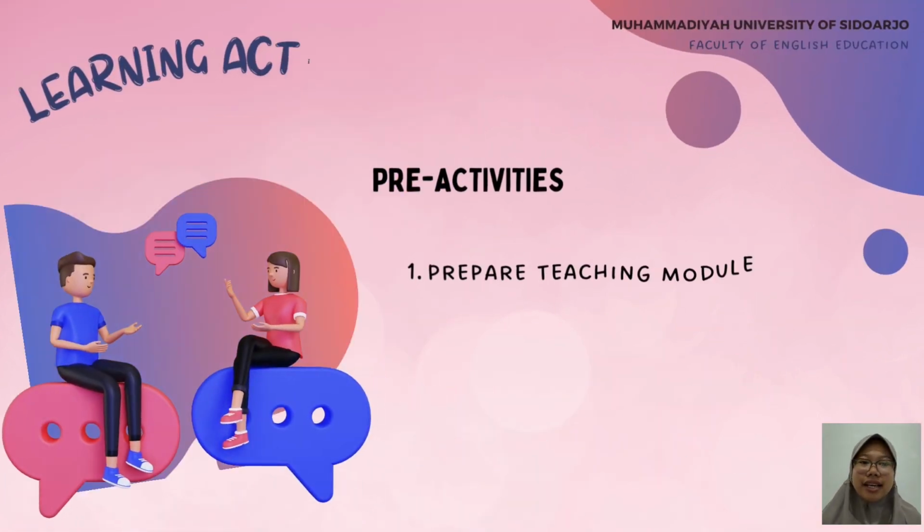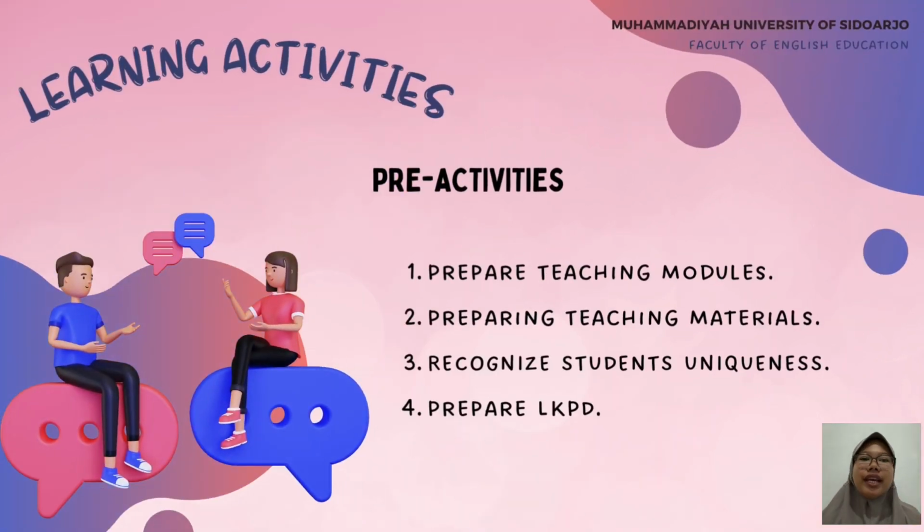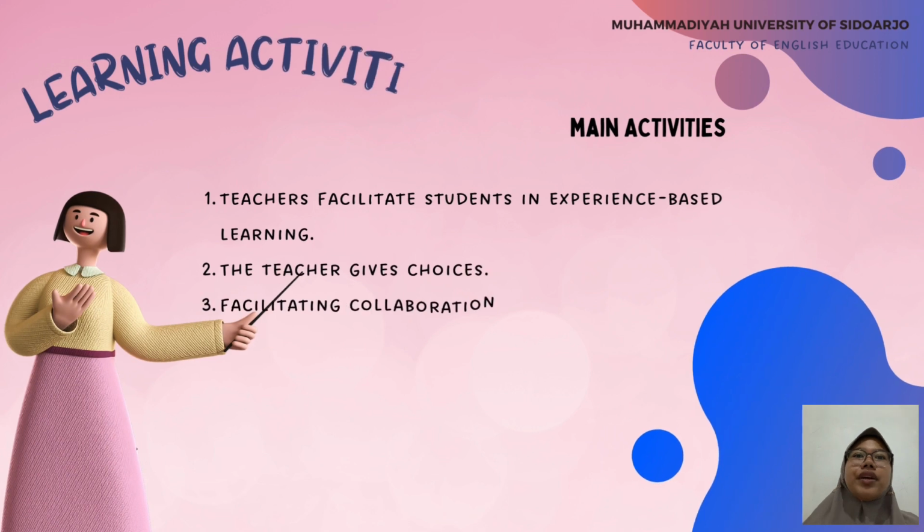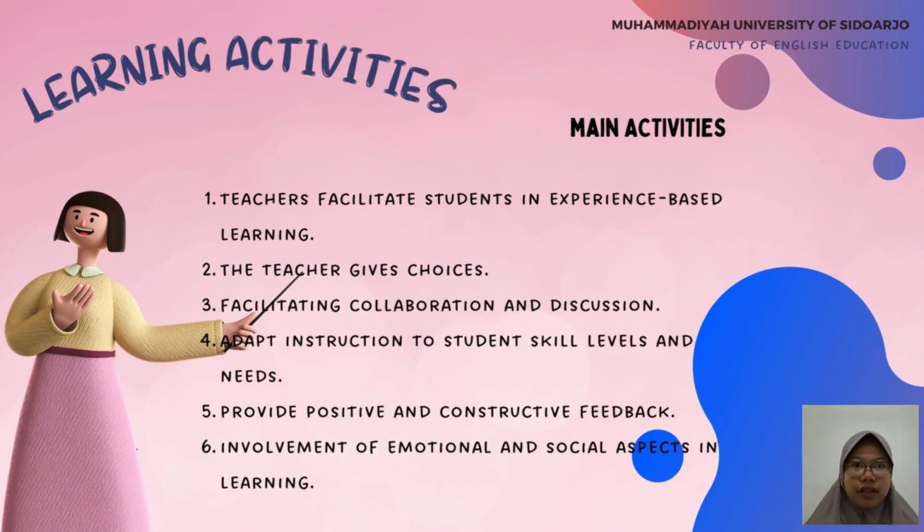And the last agenda is learning activities. There are 3 parts in the learning activities, and the first part is pre-activities. In the pre-activities, the teacher should prepare teaching modules, prepare teaching materials, recognize students' uniqueness, and prepare LKPD. The second part of the learning activities is main activities.